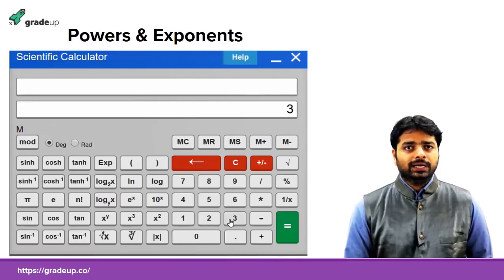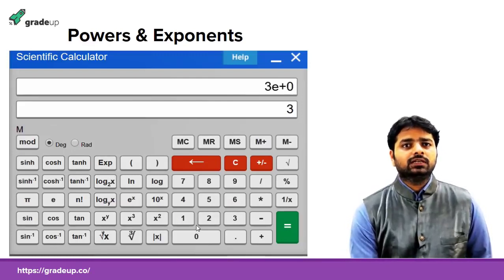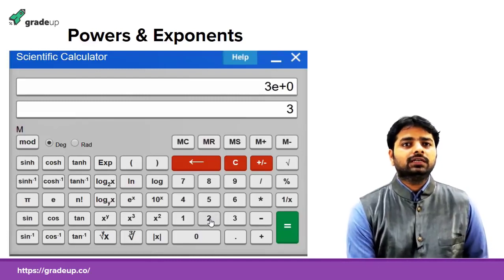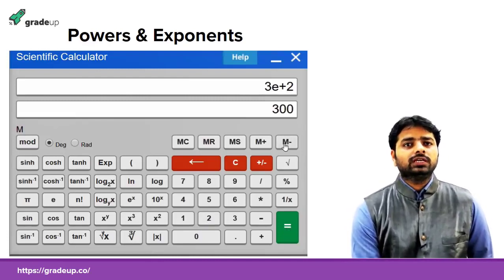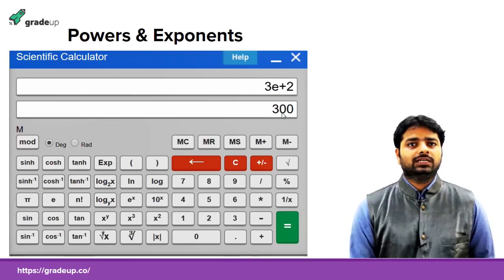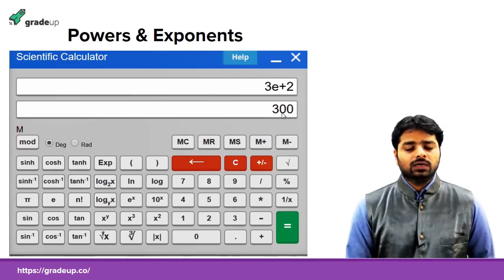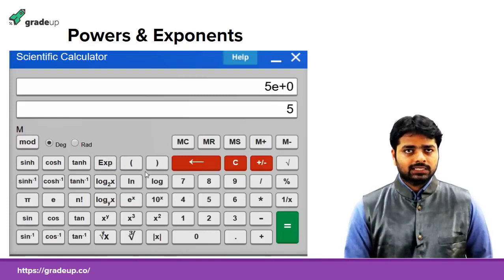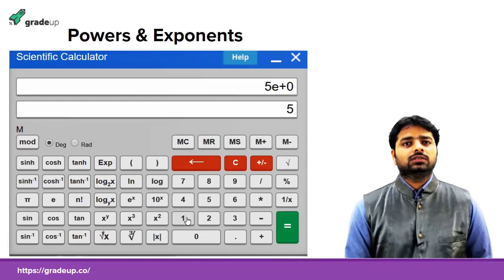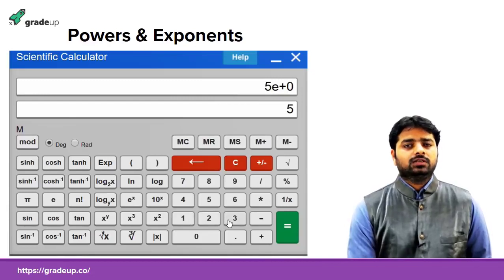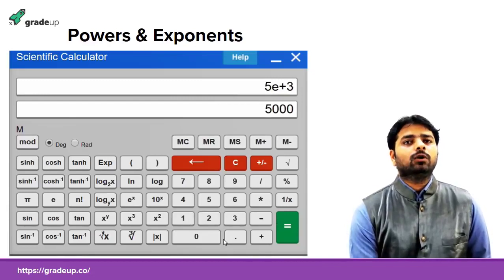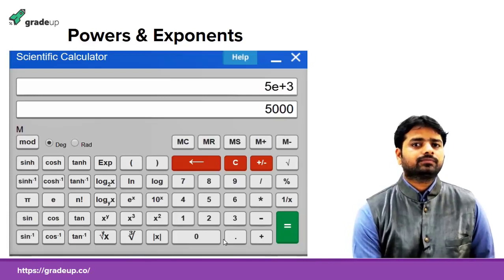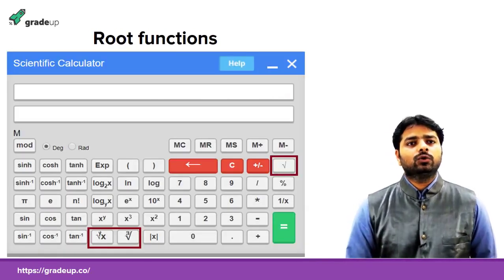So x should be entered first, that is 3 I entered, EXP, then I am going to enter the power y, that is 2. So 3 into 10 to the power of 2 is calculated. So EXP is equal to x into 10 to the power of y. So press x, then EXP, then y, which will calculate the required answer. So this is the way you calculate all powers and exponents. Then we are going to see root functions.